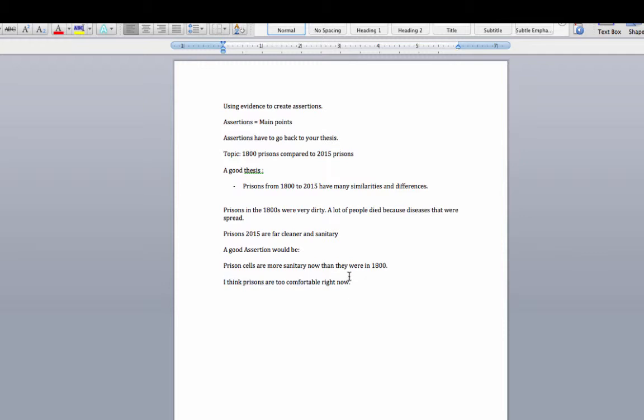Now remember, this is a research paper. So your opinion really shouldn't influence this paper at all. That's one. Two, you're not really saying anything about the topic. You're comparing prisons from 1800 to 2015. This doesn't compare any of those topics or any of those ideas. You're just talking about your personal opinion on the comfort level of prisons. So it doesn't really work out.